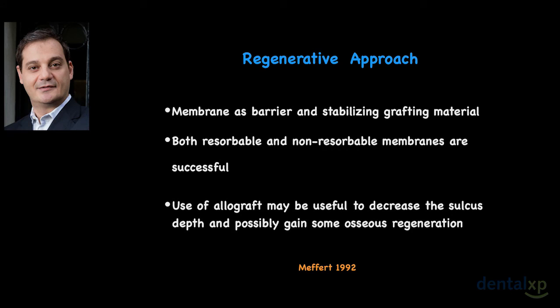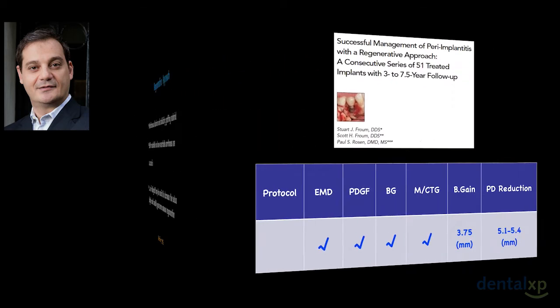So when we look at the regenerative, definitely it is the same. You have to use membranes, you have to stabilize the grafting material. We can use both resorbable and non-resorbable, but nowadays you have to use a resorbable membrane. It's safer. And the use of allograft, and again that's something very commonly used in the United States, but probably in Europe they use more bovine bone.